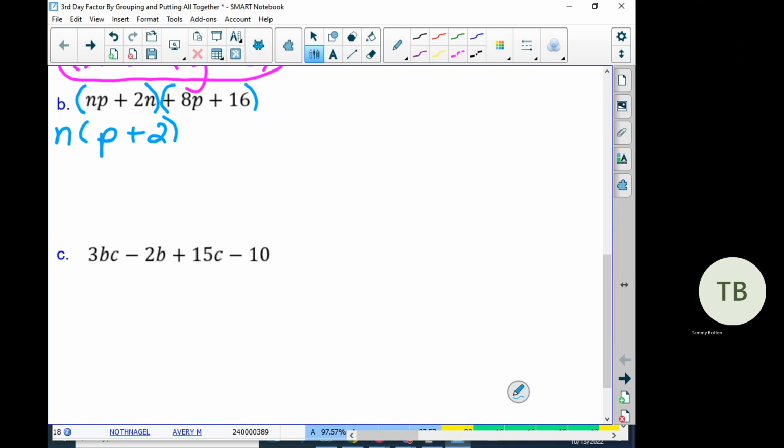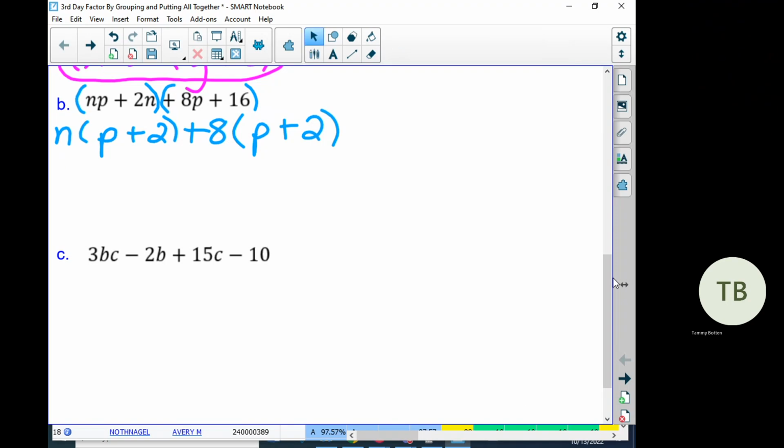Then you're going to take either a positive number out or a negative number out of there, and we're going to take out a positive 8. So I'm going to go plus 8. If you were taking out a negative 8, then it would be minus 8. And I look at 8 times what gives me 8p, that's p. And then I would look at 8 times what gives me a positive 16, that's 2.